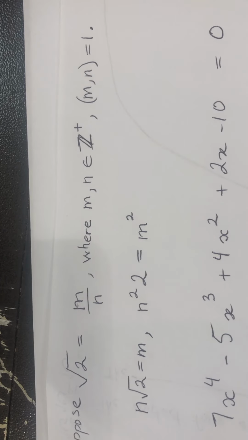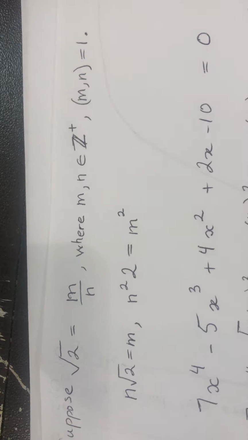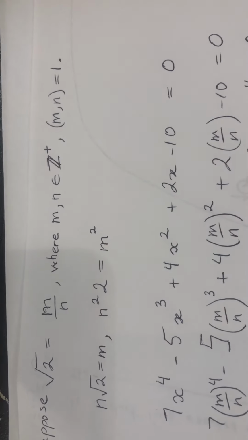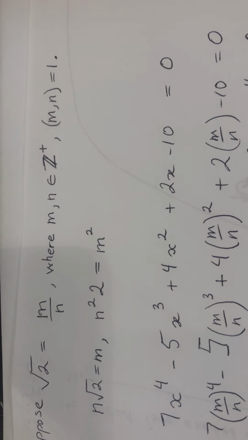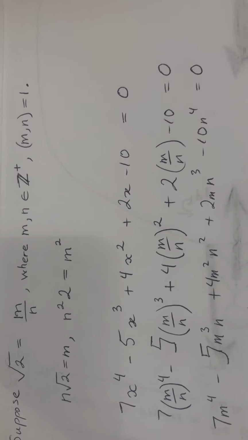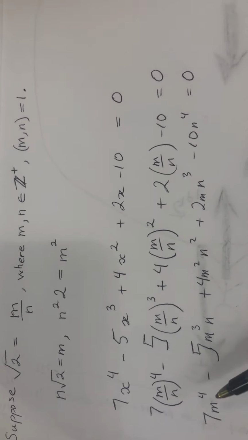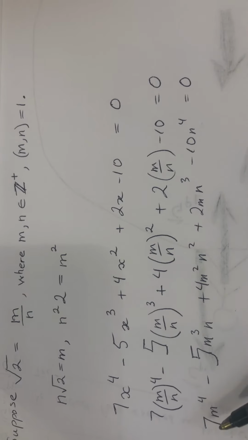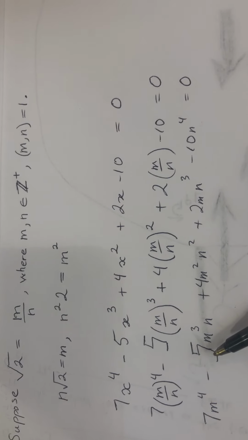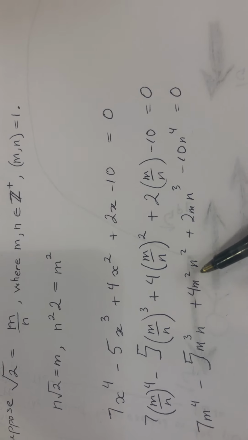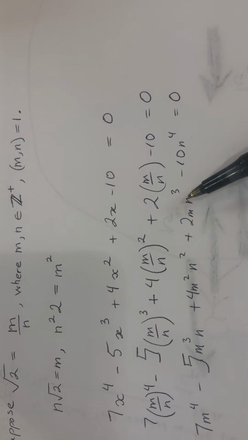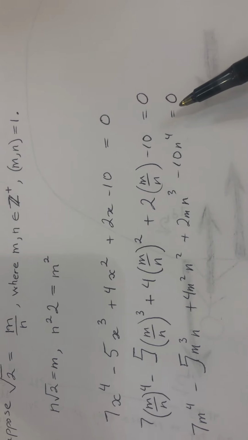So for the proof, assume m over n fits the bill, so it is a root. And now what we'll do is get rid of all these denominators. So we'll multiply both sides by n to the 4th, so we get 7m to the 4th minus 5m cubed n plus 4m squared n squared plus 2mn cubed minus 10n to the 4th equals 0.